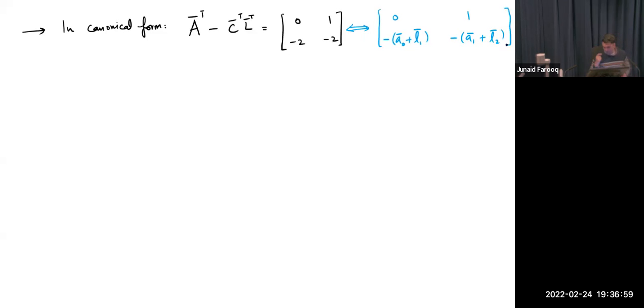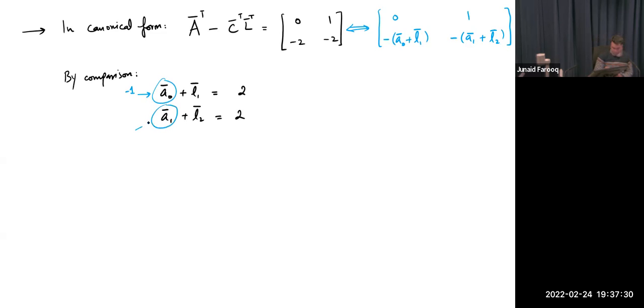So there's no K here. There's only L1, L2. So by comparison, A0 bar plus L1 bar equals 2. A1 bar plus L2 bar equals 2. And this thing here is basically -1, and this thing here is 0, which you can go and look back from the previous slide. So this turns out to be that L1 bar equals 3 and L2 bar equals 2. Right, so eventually we can say L bar transpose is 3 and 2.